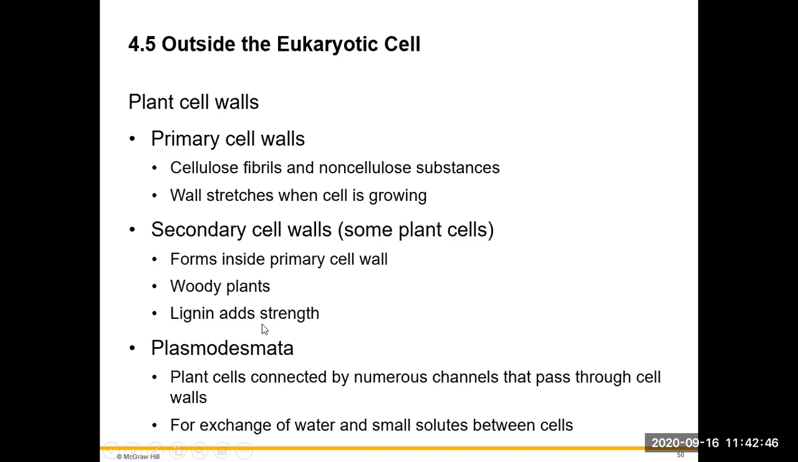And then we have the plasmodesmata. Plant cells are connected by numerous channels that pass through the cell walls. Think of it as, let's say you have a series of cells, like 5 or 6 cells. If you connect all the cells by a tiny wire, this tiny wire serves as a plasmodesma, because it enables chemicals, water, and other important nutrients to move from one cell to another.